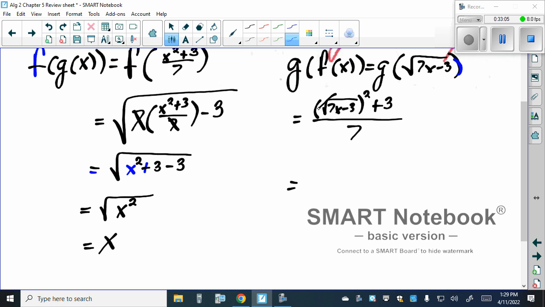Now here the square root and square would cancel, telling us that we have 7x minus 3 plus 3 divided by 7. Well, the negative 3 plus 3 is 0, telling us that we have 7x over 7, which is x. And since both of these came out to equal x, it means that they are inverses. And that's everything that will be on the test.